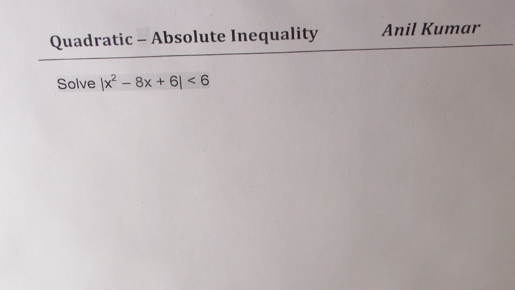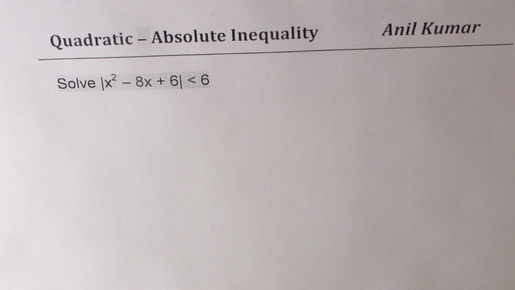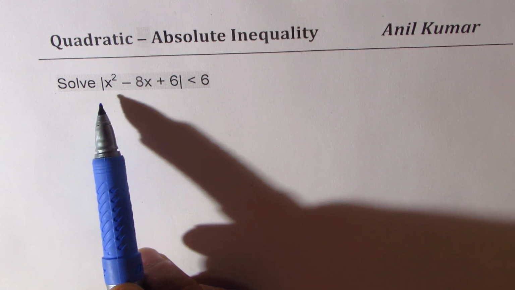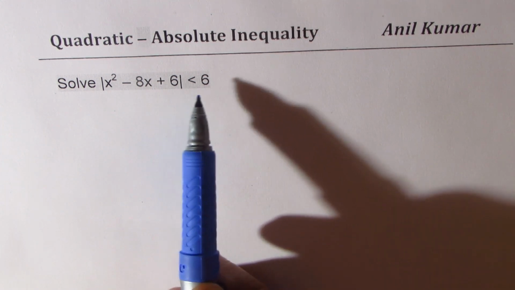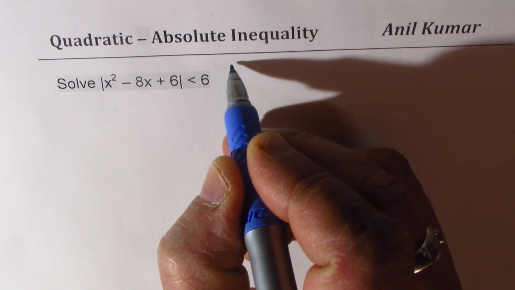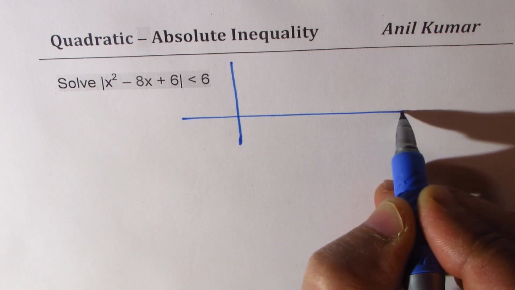Now here is another example which has come from one of our students who needs to understand how to solve inequalities involving quadratic and absolute functions. And I hope the solution of this is going to help many others. We need to solve the absolute value of x square minus 8x plus 6 less than 6. Now to explain the concept, let me sketch the diagram and then we'll take up the solution.